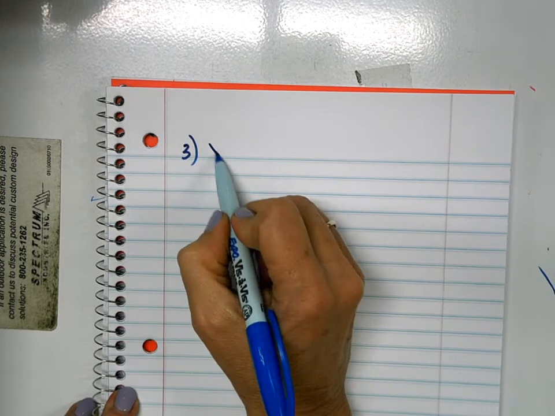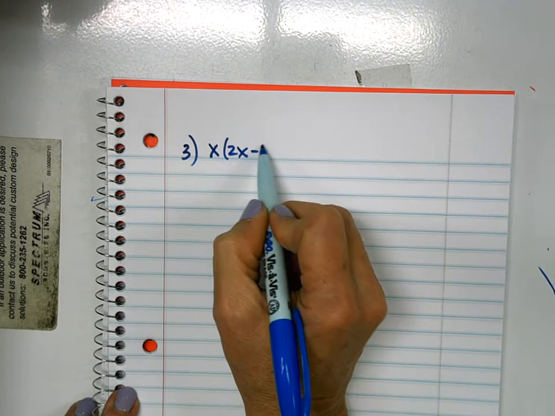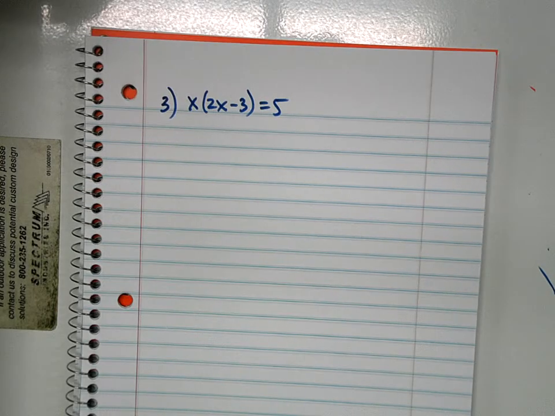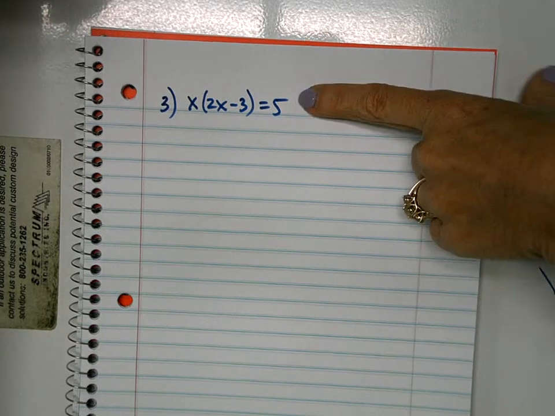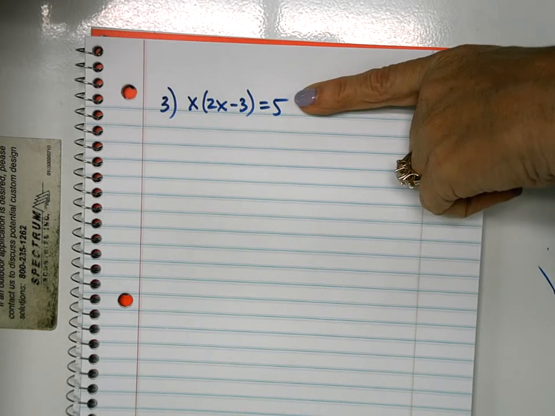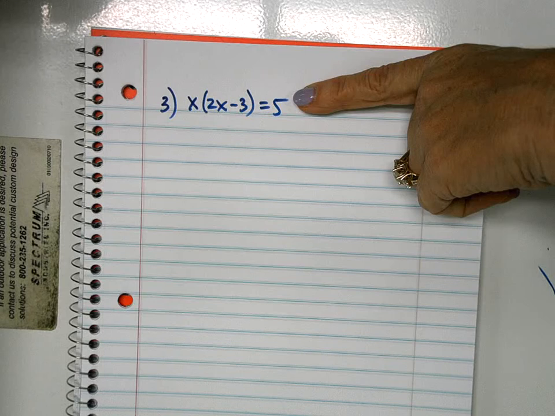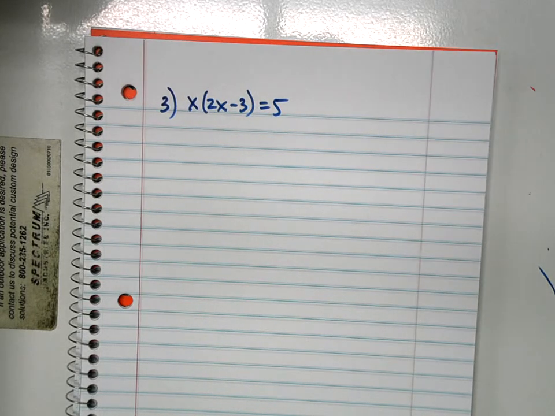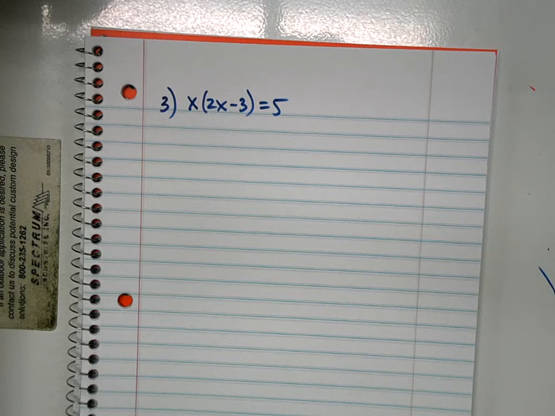x times 2x minus 3 equals 5. This actually is factored on the left-hand side, but the problem is this over here is not 0. If this was 0, I could just set each of those equal to 0, but I cannot do that with 5. Okay, so what do you think we're going to have to do first on this one?